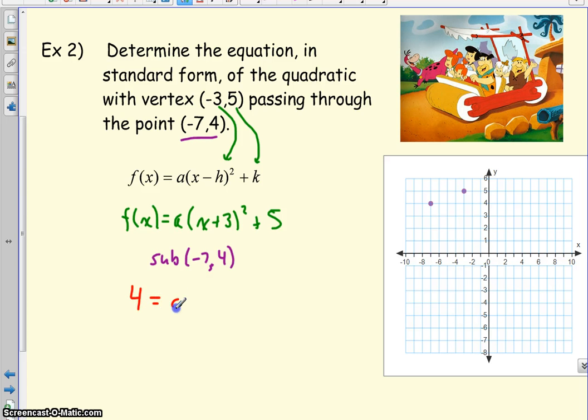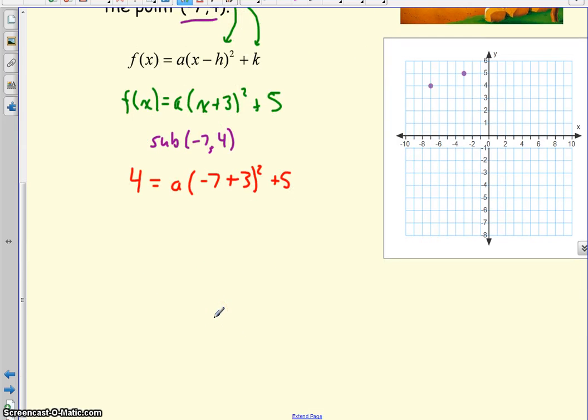So I get 4 equals a, -7 plus 3 squared plus 5. Okay, and one of the big mistakes I see from here on in is just not being careful, not following BEDMAS properly. So let's simplify inside the brackets first.